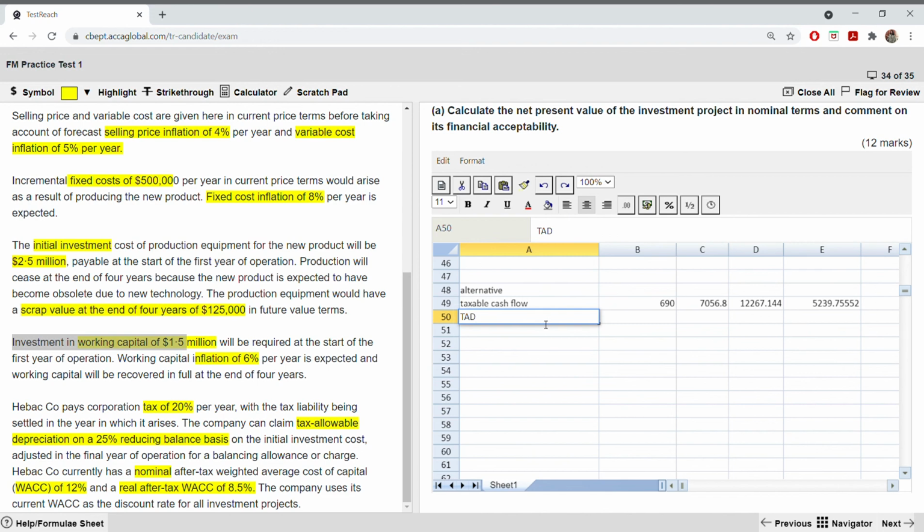Okay, minus your tax allowable depreciation from your taxable cash flow. That is 625,469,352, and 929. Get your taxable profit. This minus this.